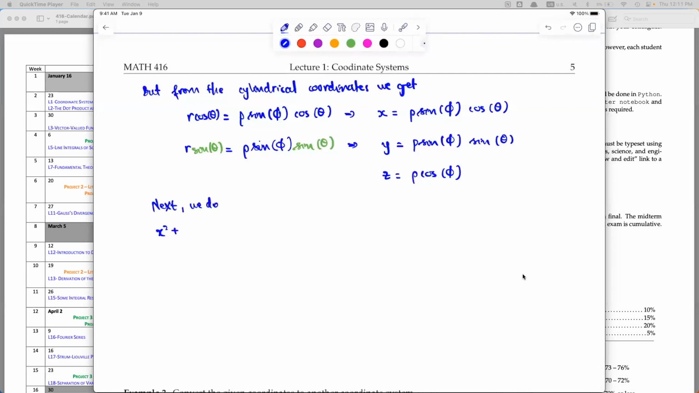So x squared plus y squared plus z squared equal to, so here from these equations, we square both sides of this equation, square both sides of this equation, and square both sides of this equation, and then just add them together. Okay. And then I get rho squared times sine squared phi times cosine squared theta plus rho squared times sine squared phi times sine squared theta plus rho squared times cosine squared of phi.